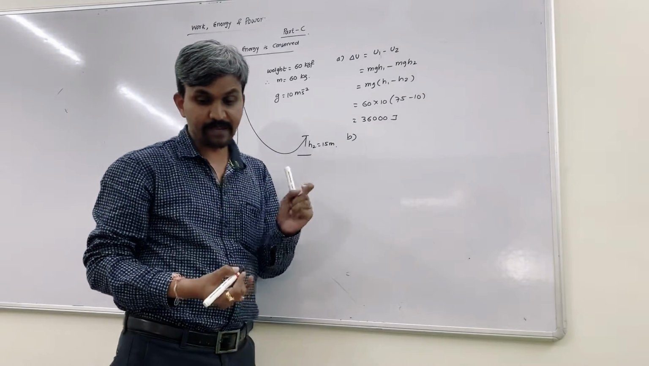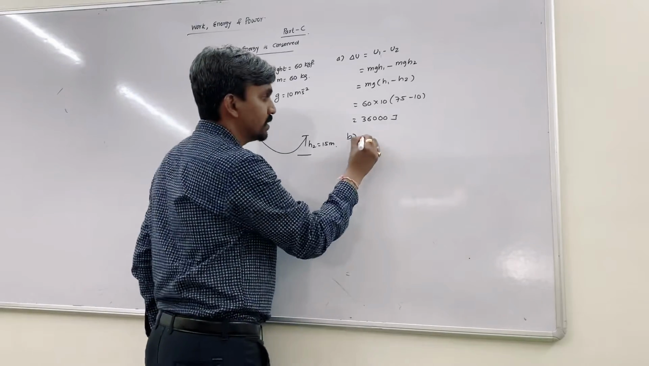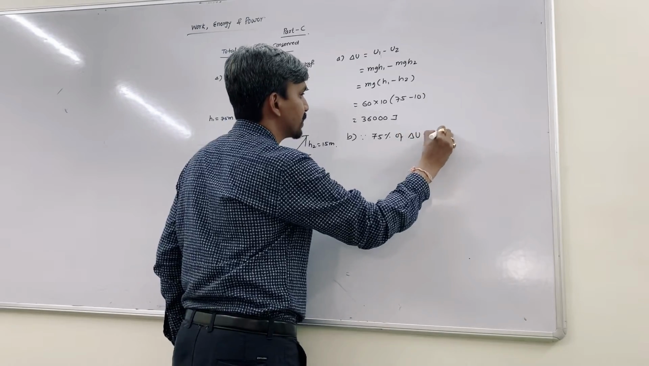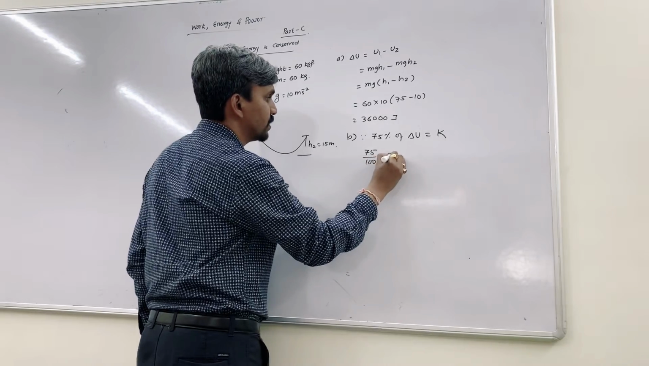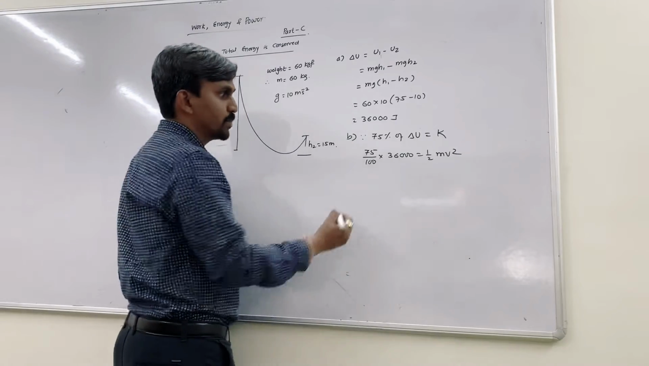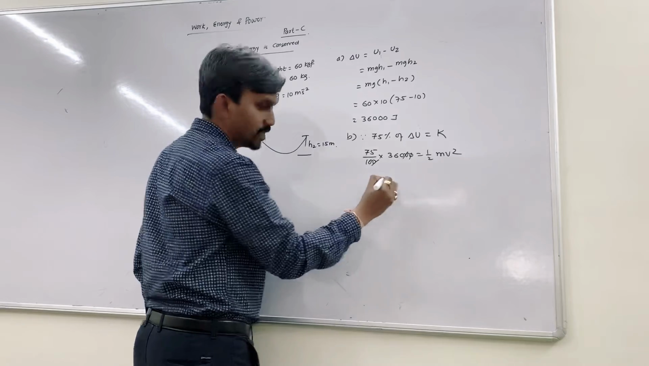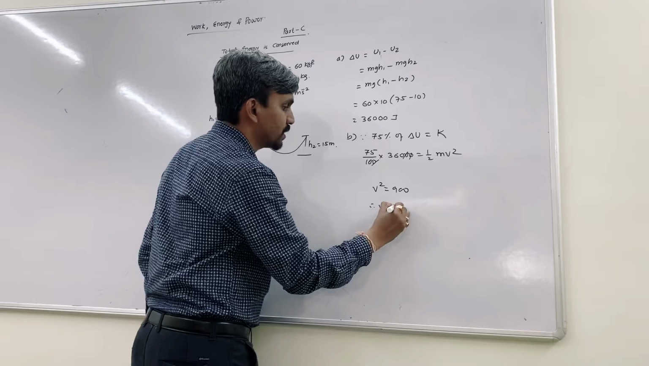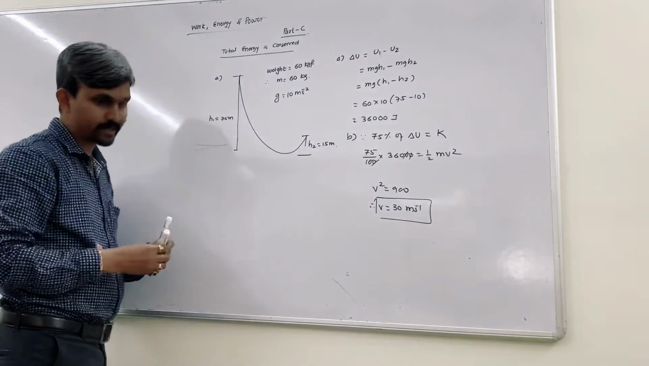Now in B part, what are they asking? They say if 75% of energy in part A becomes kinetic, so right here, since 75% of delta U becomes kinetic, I can write 75 by 100 of 36,000 is equal to half mv square. So if you cancel this part and substitute the value, v square comes out to be 900. So v comes out to be 30 meter per second. That's it about the fourth numerical, right?